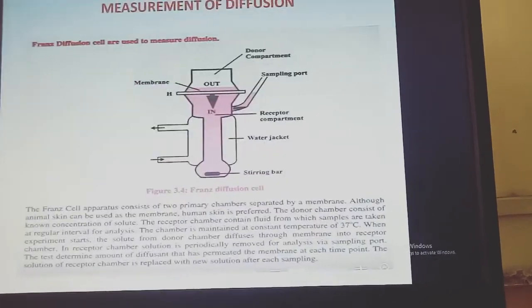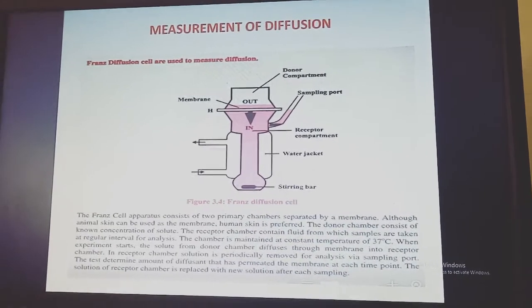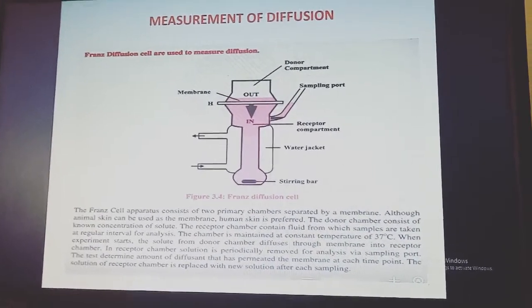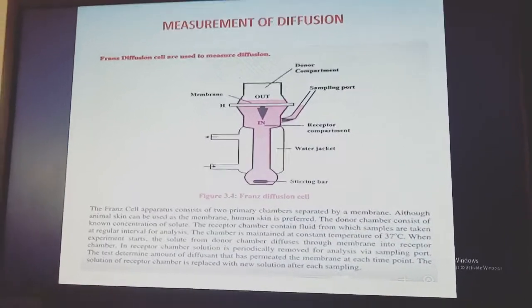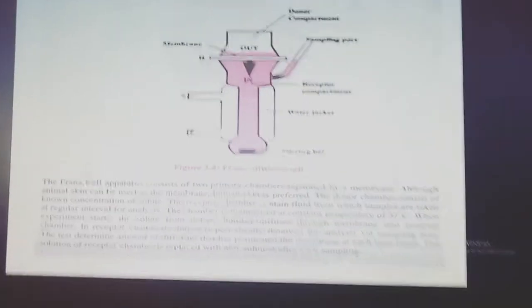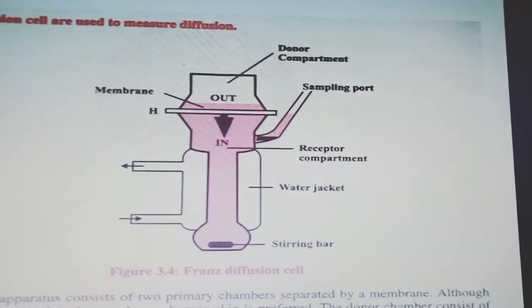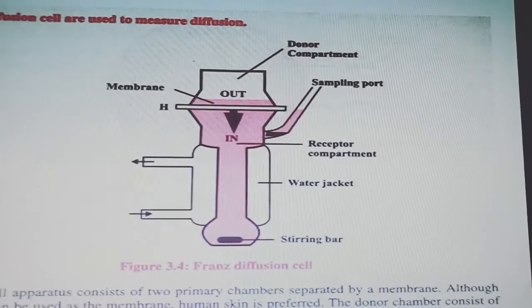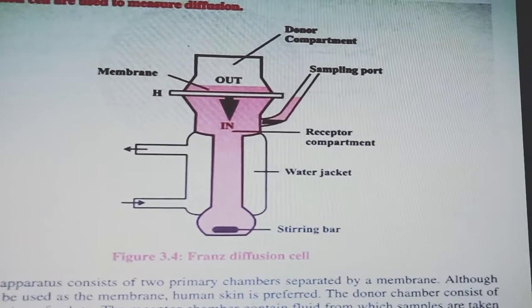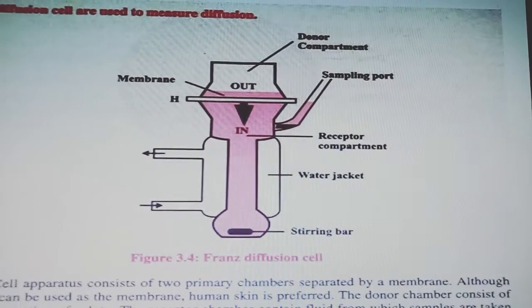Now, the next topic we will discuss is measurement of diffusion. Students, how can we measure the diffusion? It can be measured by the Franz diffusion cell. You can see the diagram of the Franz diffusion cell. You can see one donor compartment above, then the receptor compartment. These two compartments are separated by the membrane.